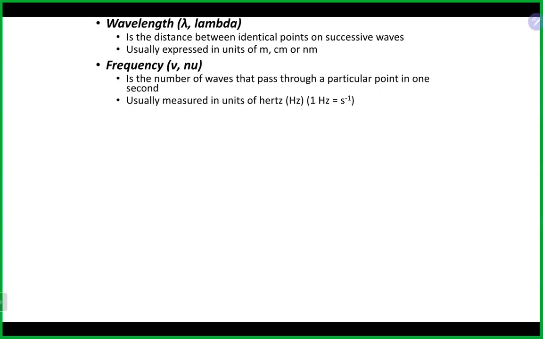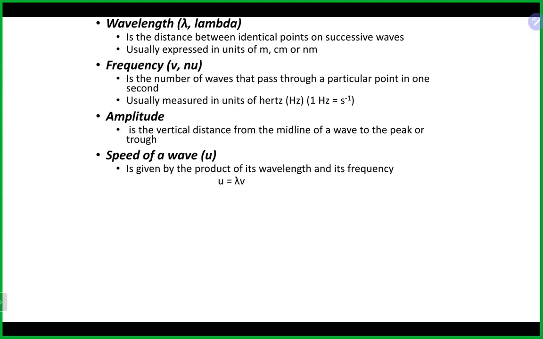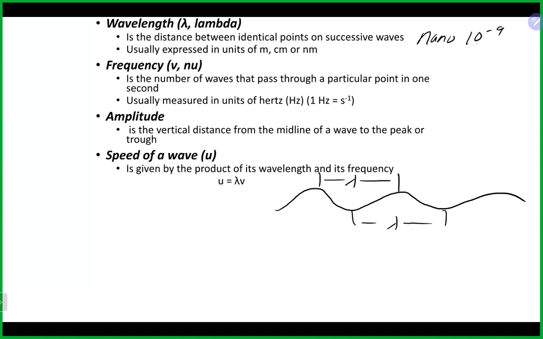So let's talk a little bit about those characteristics of waves. First off, a wavelength is lambda. If we take a look at a wave, lambda is the distance between two peaks or even two troughs. It is typically expressed in units of meters, centimeters, or nanometers. Nano is used a lot, especially because the visible part of the spectrum is usually given in nanometers. A reminder that nano is 10 to the minus 9.